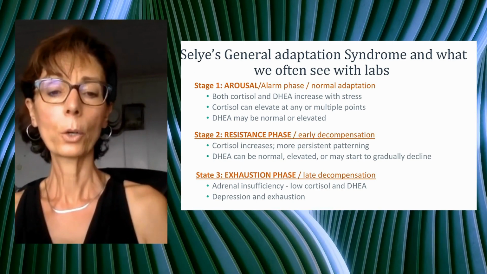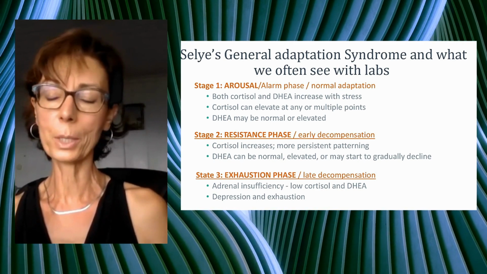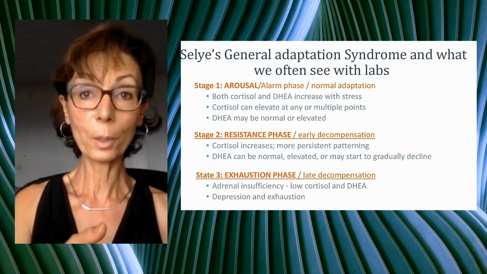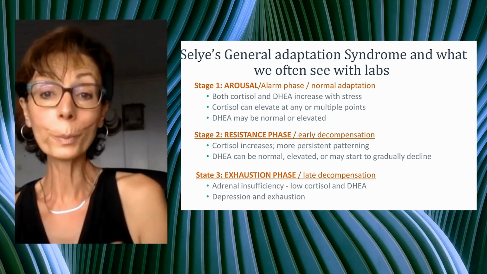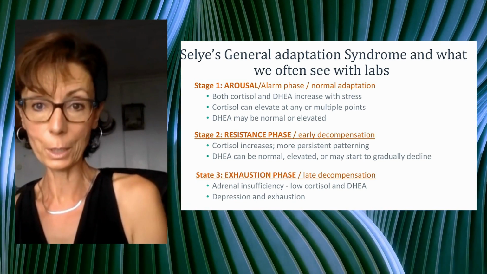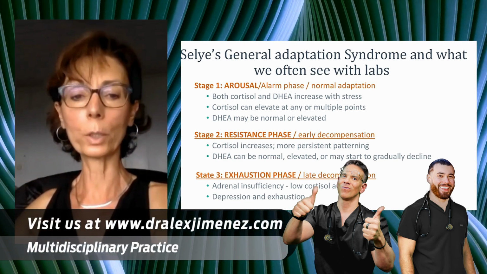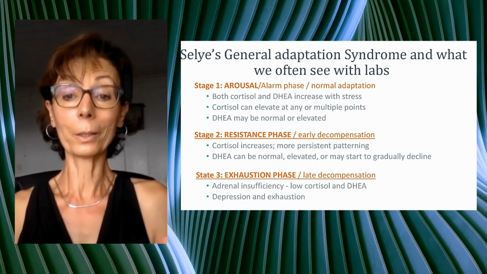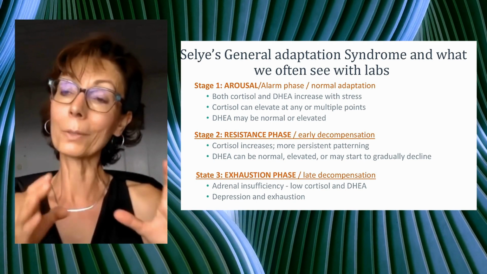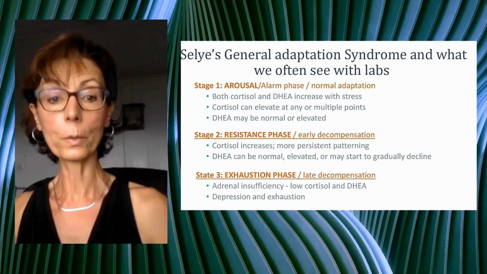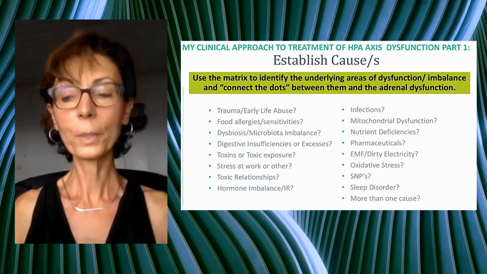In stage 3, or your exhaustion phase, or your late decompensation, which has been called adrenal fatigue in the past, but we now know that's really not true, because the adrenals don't become fatigued. It's more that the brain will downregulate or shut down the adrenals. So it's really all about exhaustion and late decompensation. And so in stage 3, both your cortisol and your DHEA are low, as we saw in some of the cases that I started with.